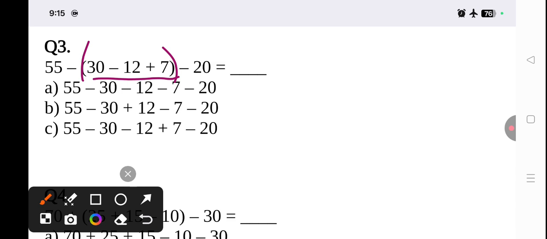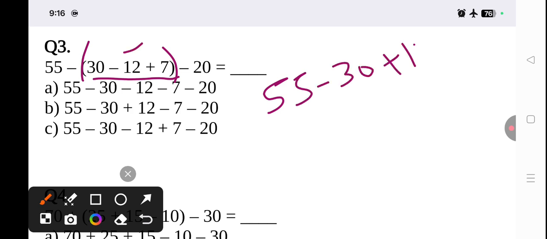So whenever there is a negative sign, you have to take the opposite of that number. Opposite means you have to change the sign, right? So 55 minus 30 plus 12, minus 12 will become plus 12, plus 7 will become minus 7, and this minus 20 will be written as it is, right? So again the B part is the correct answer here, right?